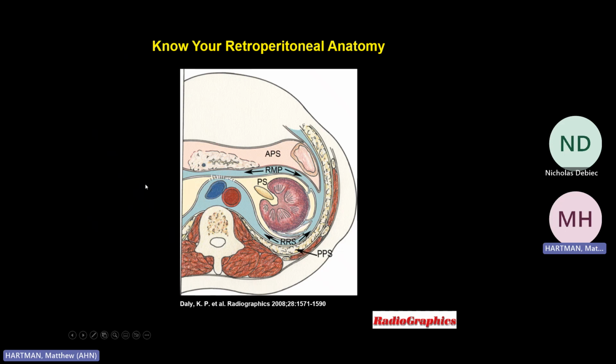It is imperative that we know our retroperitoneal anatomy. You have the anterior pararenal space, which will include the pancreas and parts of the colon. You have your perirenal space, which will include the kidneys and the adrenal gland, and then the posterior pararenal space, which is more of a potential space.